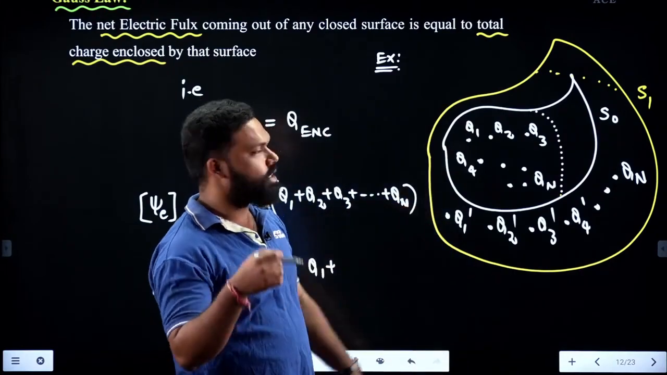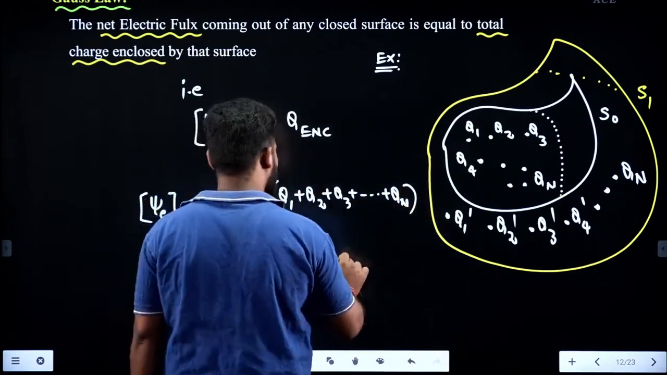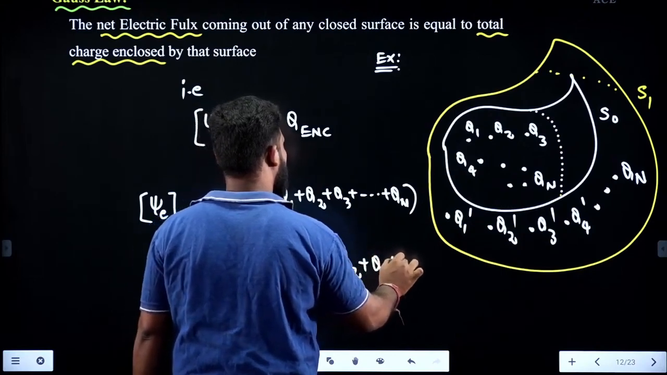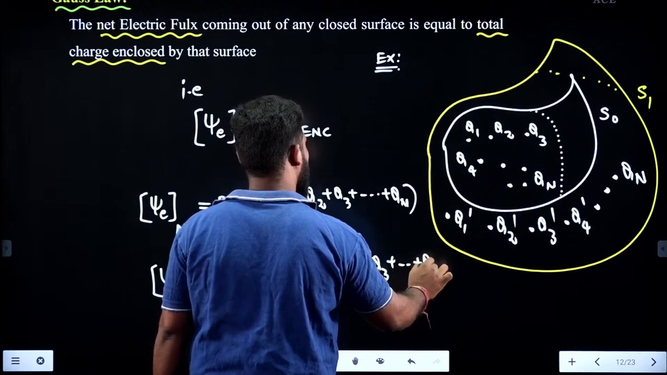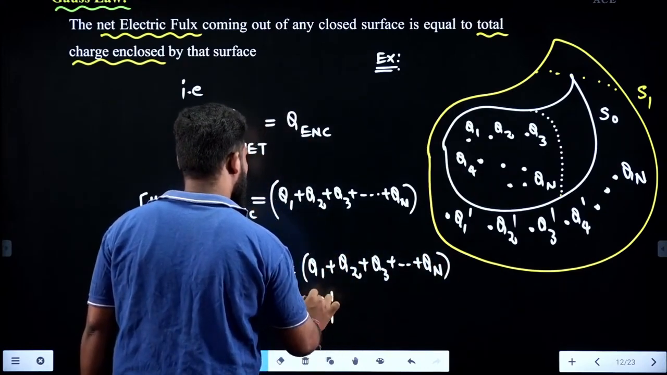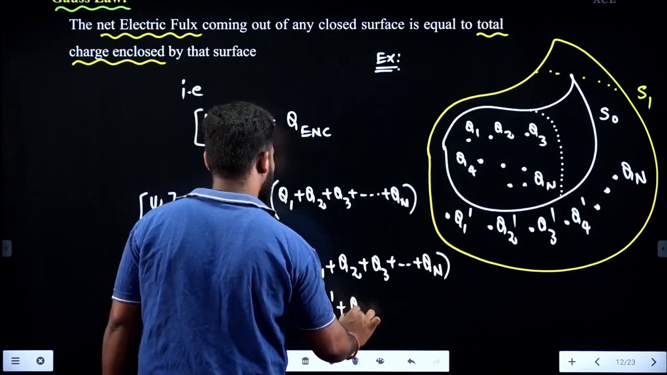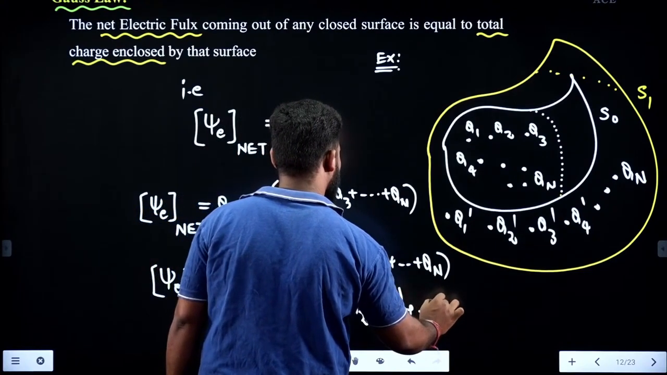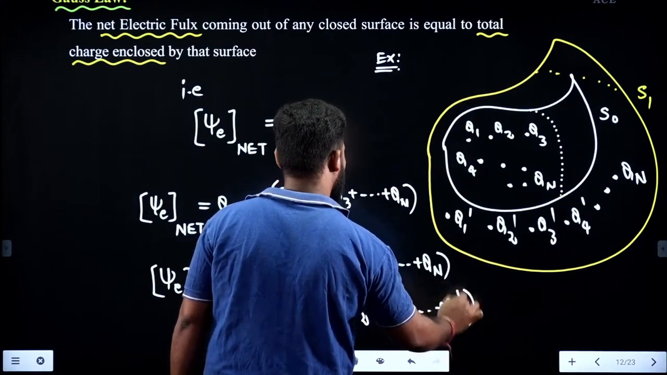What are the charges inside the S1 surface? It is Q1 plus Q2 plus Q3, and so on up to Qn, plus Q1 dash plus Q2 dash plus Q3 dash, and so on up to Qn dash. That is the story.